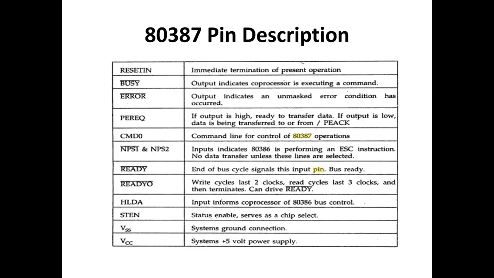HLDA input informs the coprocessor of the 80386 bus control. STEN, status enable, serves as a chip select. VSS is the system ground connection. VCC is the system 5 volt supply.